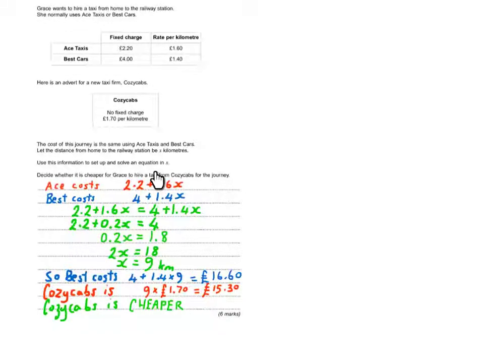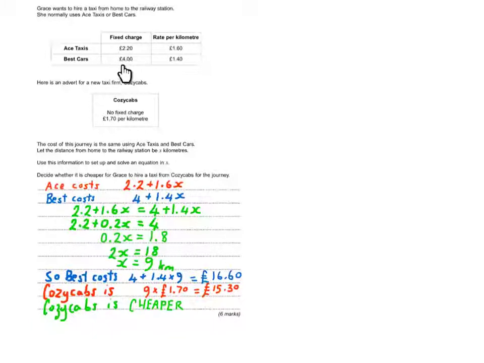Grace wants to hire a taxi. Company A, Ace Taxis, costs £2.20 as soon as you get in, plus £1.60 for each kilometre. So if the number of kilometres is x, then the price you pay is £2.20 plus 1.6 times x, £1.60 for each kilometre. So that's what Ace costs, 2.2 plus 1.6x.